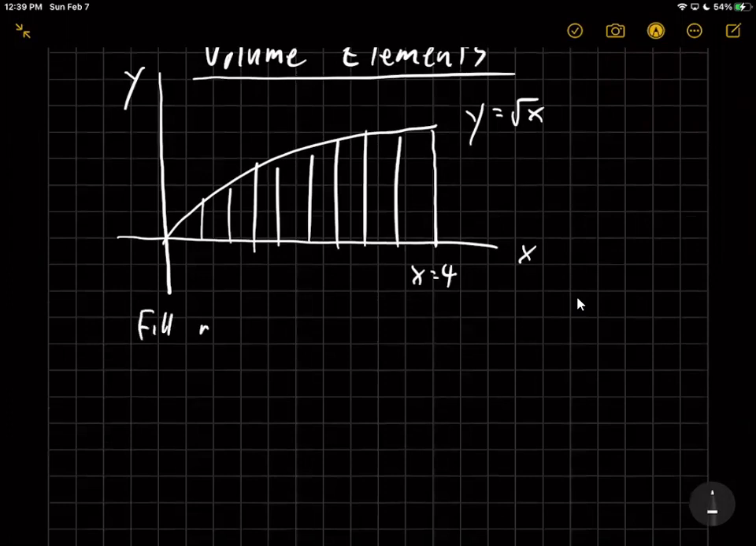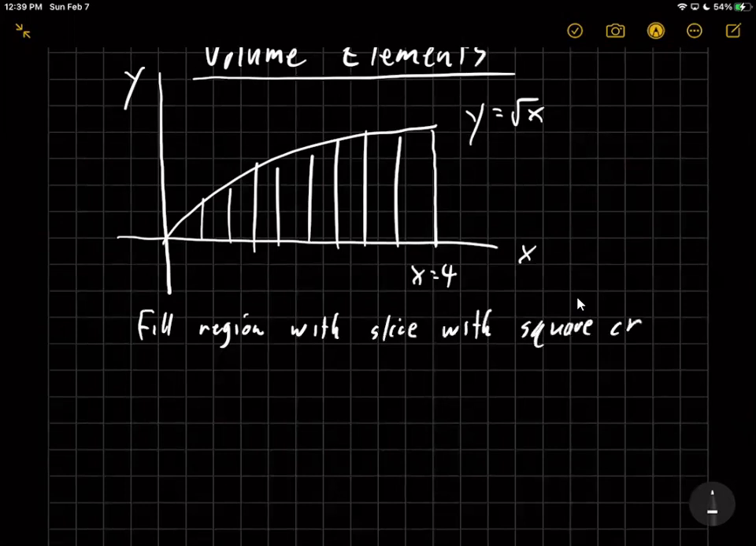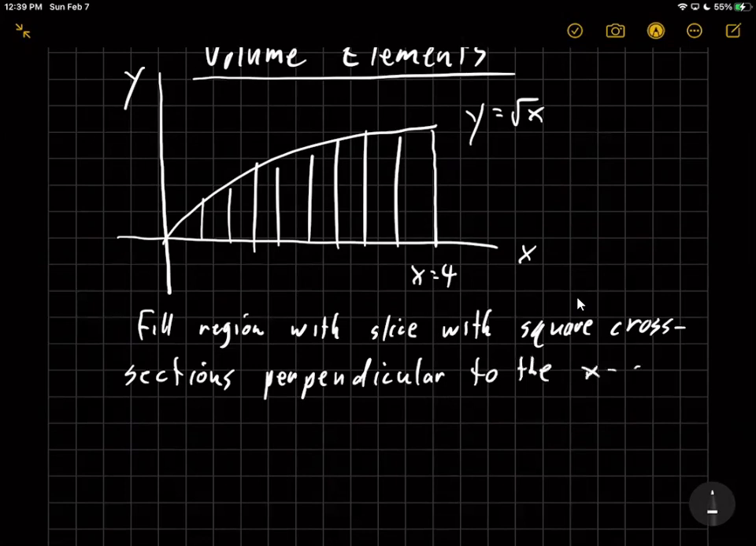But what I want to do is actually consider what would happen if I were to fill this region with slices with square cross sections perpendicular to the x-axis. Now we're going to incorporate MATLAB to help us to see some of this, not in this video.